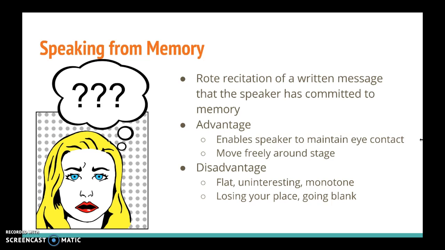So, in addition to impromptu and manuscript delivery, we also discourage memorized delivery because really one of the most damaging things to someone's confidence is standing up in front of an audience and just completely going blank, forgetting what it was that you wanted to say. So I don't want you to memorize your speeches. So how is it you're supposed to deliver these speeches then?